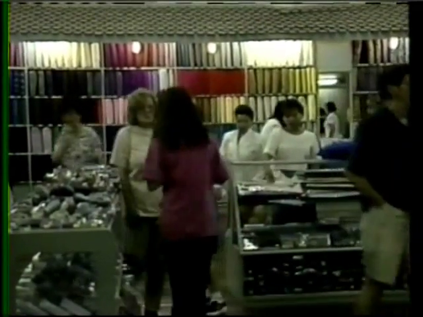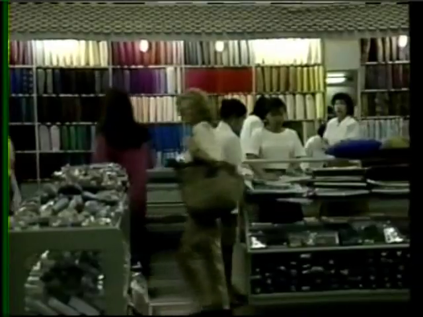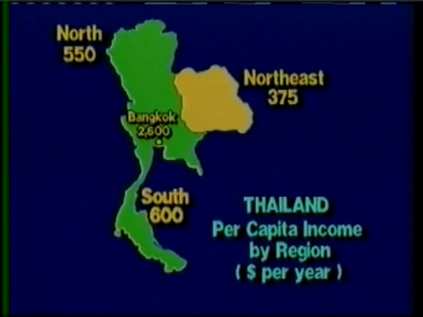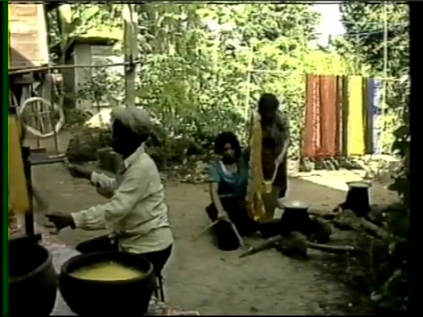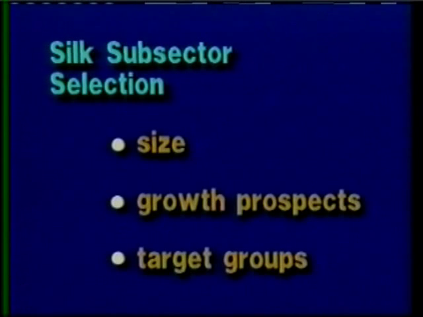The explosion of tourism in Thailand has swept silk production along with it. The poorest region of the country, northeast Thailand, supplies over 90% of Thai silk to this growing market. Women have traditionally predominated among village silk producers. CARE is interested in the silk subsector because of its enormous size, clear growth potential, and because of its importance to village women in Thailand's most depressed region.